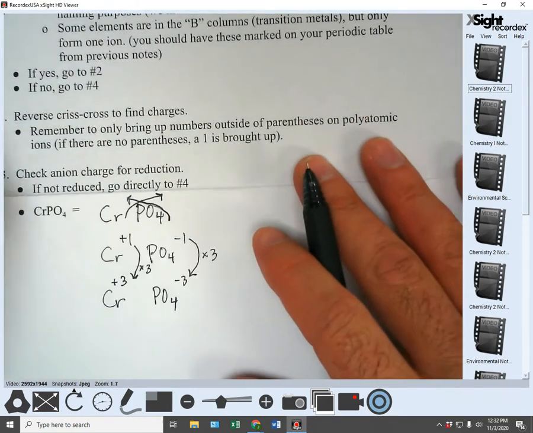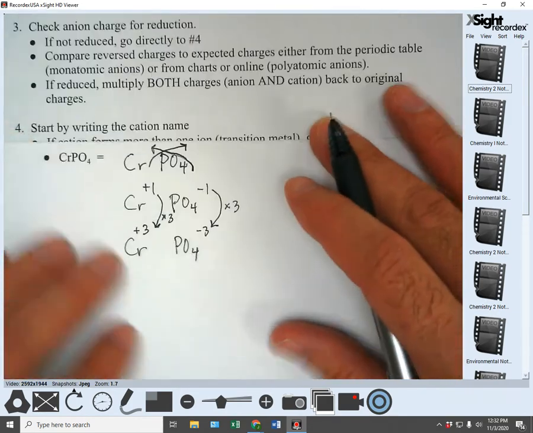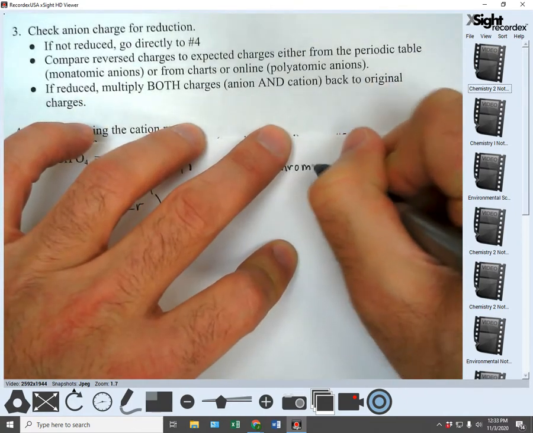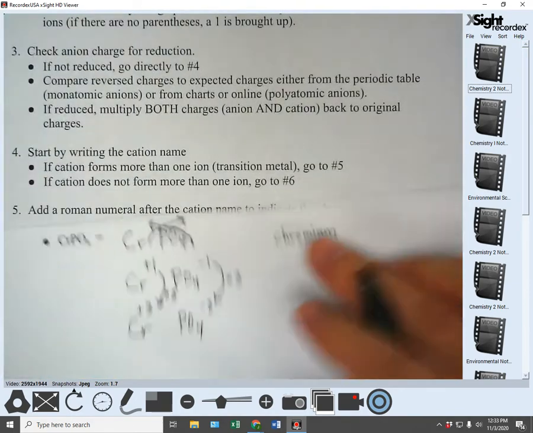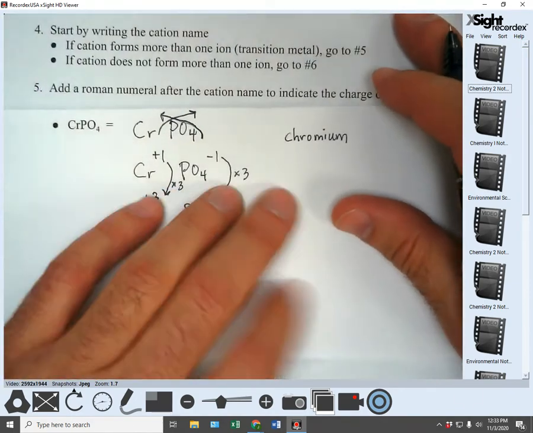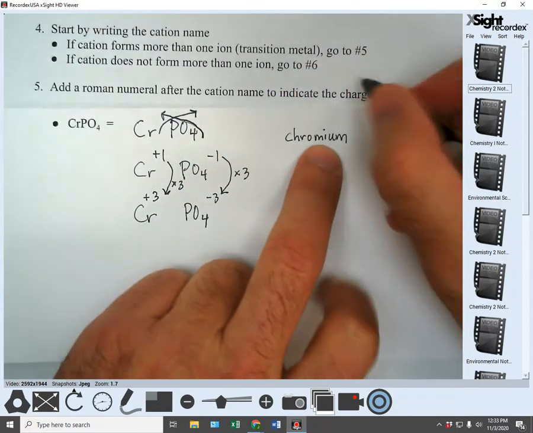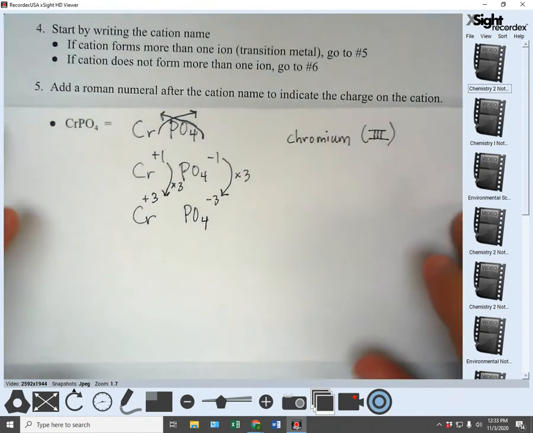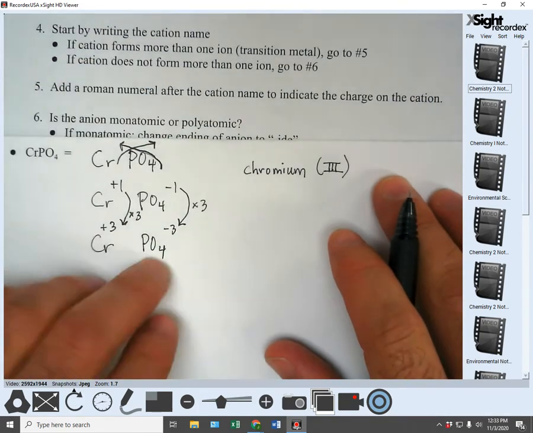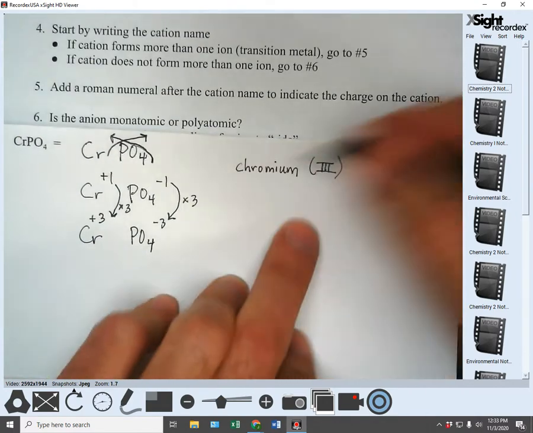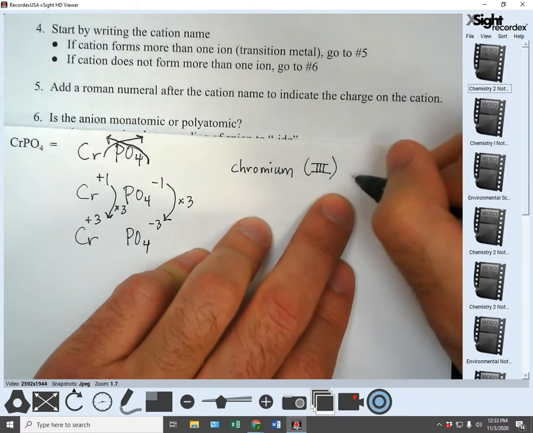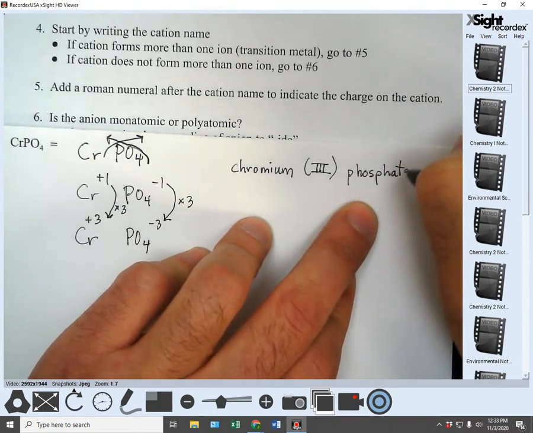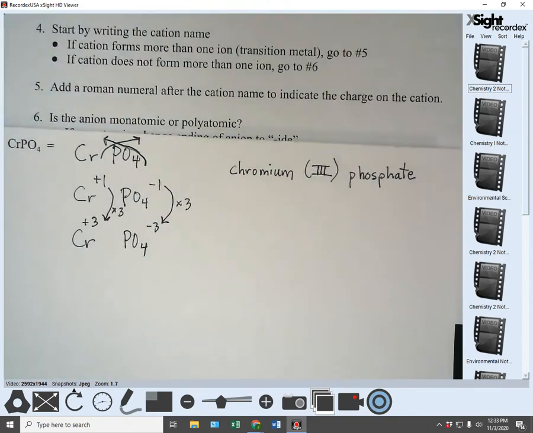Now, start by writing the cation name. So Cr is chromium. Okay, we need the Roman numeral because there's more than one ion. So chromium was originally a +3, so Roman numeral 3 in parentheses. And the last anion is polyatomic. We already looked up the name. PO4 negative 3 is phosphate. So we just write down that with no changes. So it's chromium 3 phosphate.